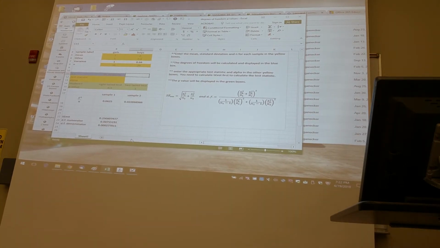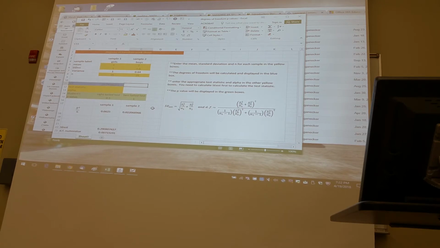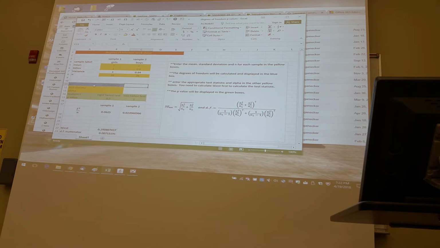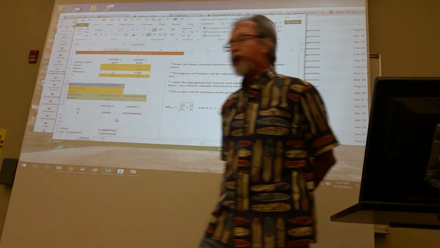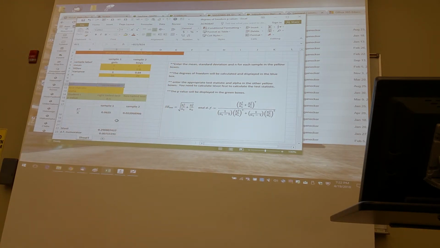And somewhere there should be something that says degrees of freedom on here. Right there in the blue. So right there, it tells you that the degrees of freedom is 25.7438027.